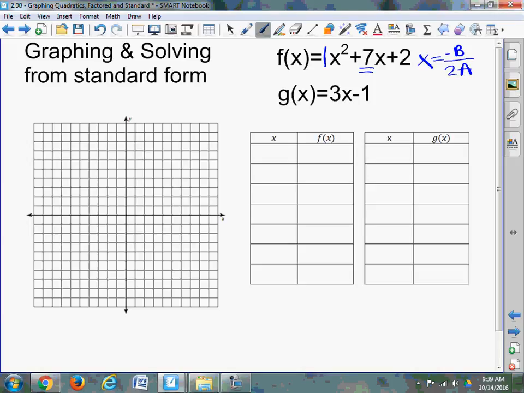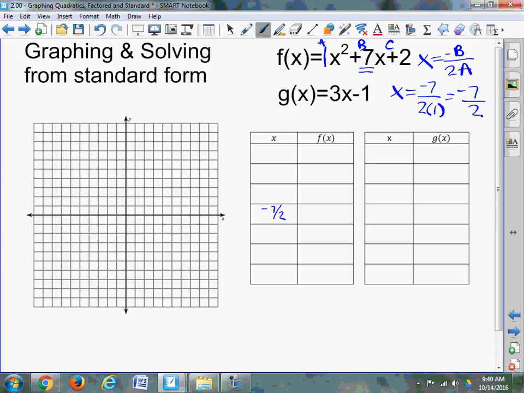So b is negative 7, right? We got a, b, c. So we got x is negative 7 over 2 times 1, which is negative 7 over 2. All right, and I'm going to keep it in fraction form because if I'm evaluating something without a calculator, fractions are easier to deal with than decimals. And the more you can be independent from a calculator, the stronger you're going to be as a math student. All right, so negative 7 over 2.